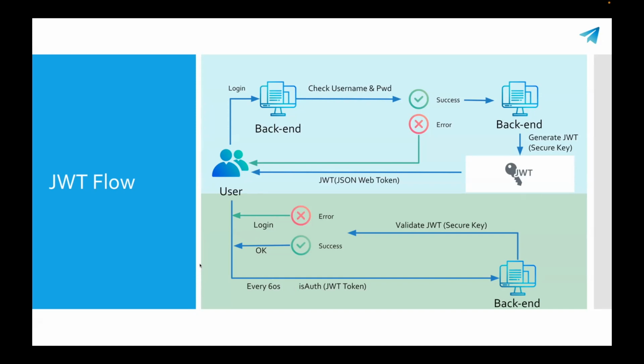This JWT token is created with a secure key. That could be anything you want, like home plus, like hello, like 1, 2, 3, 4. Anything you want is fine. When the JWT token is created and passed to the front-end program, it will be stored in local storage.